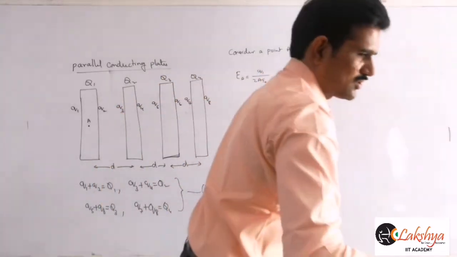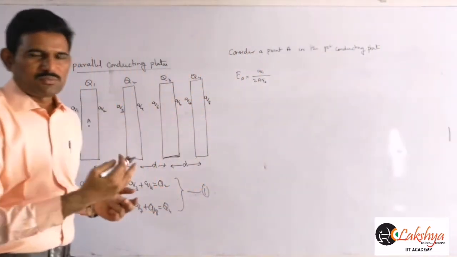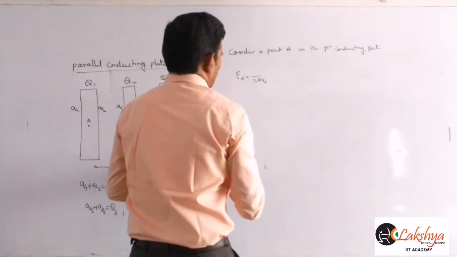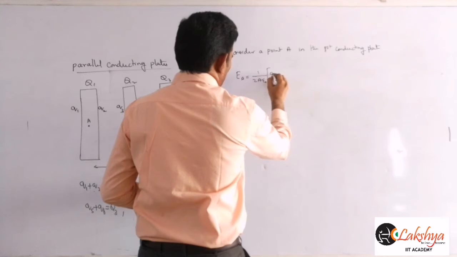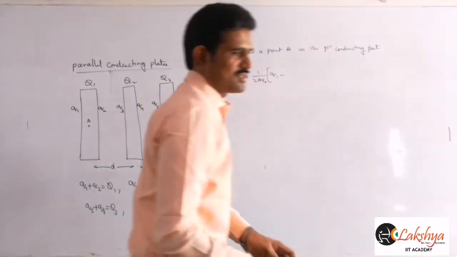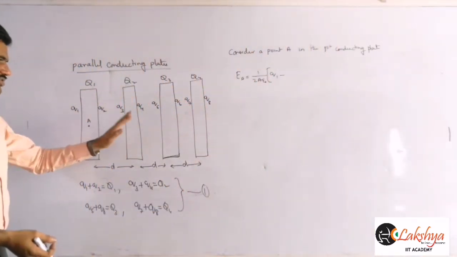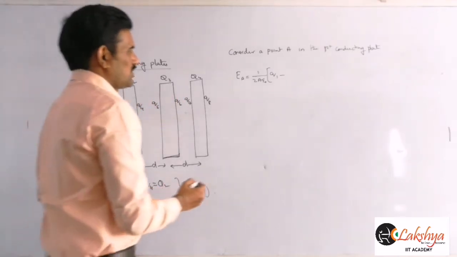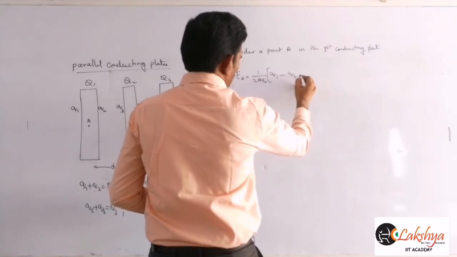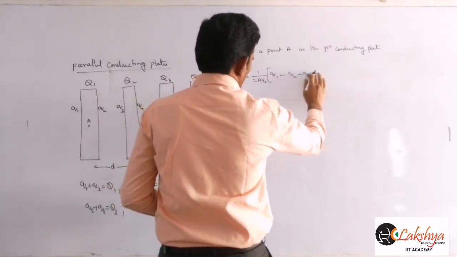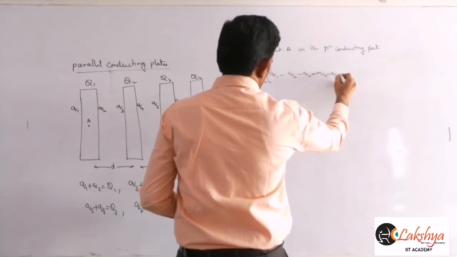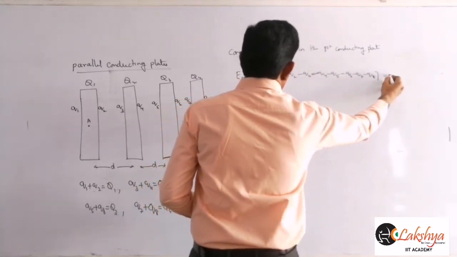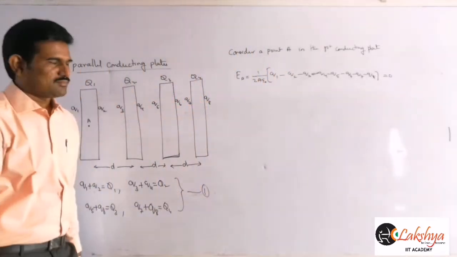I am taking q1 by 2a epsilon naught common, as it will be there for each term. So that means 1 by 2a epsilon naught times q1 minus, now see the charges. This q1 will be along one direction, while the remaining q2, q3, q4 and so on will be along the other direction, so we need to subtract them. So q2 minus q3 minus q4 minus q5 minus q6 minus q7 minus q8. This value should be equal to 0, right?